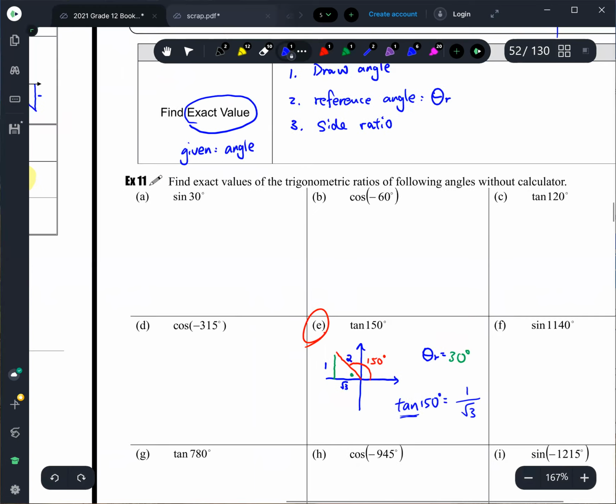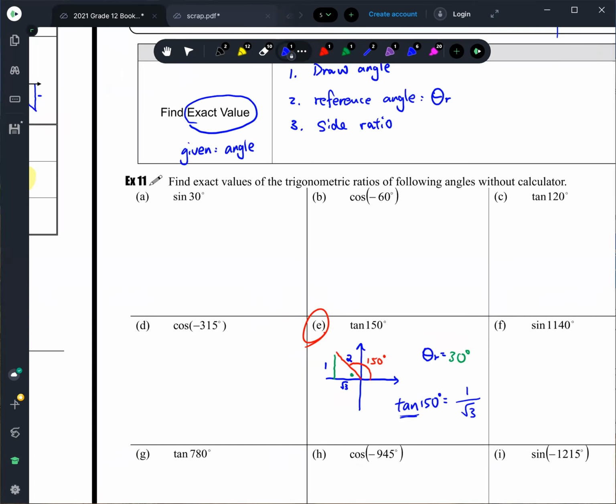So everything up to here is step 3. You fill in the sides and then you get the ratios. Find the sides and write out the ratio. Any questions so far?